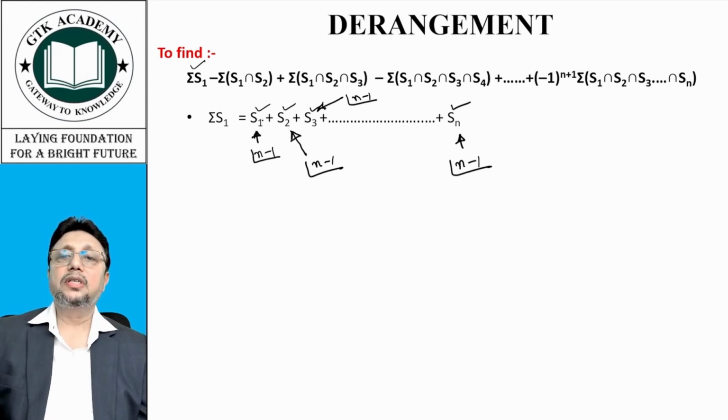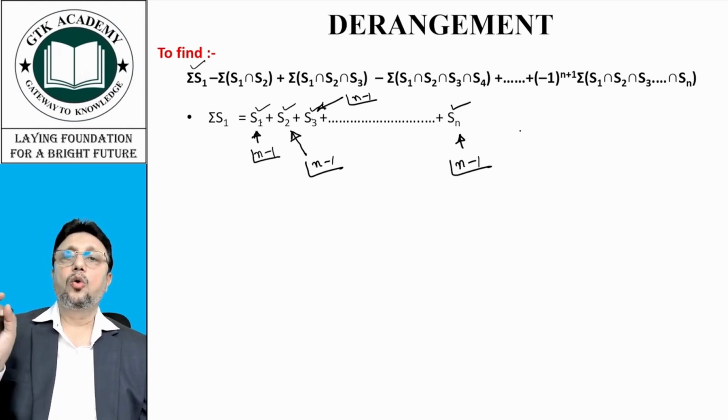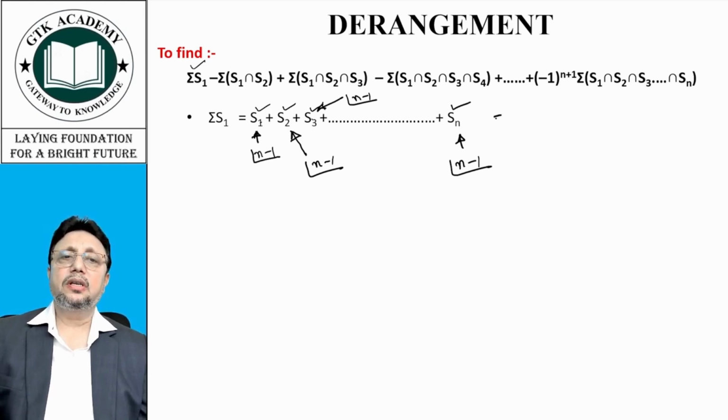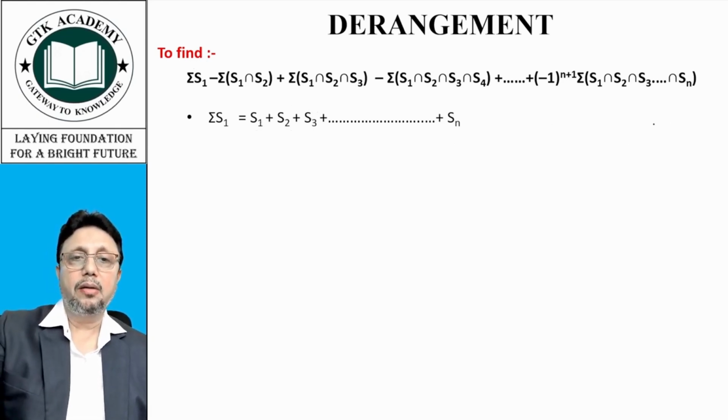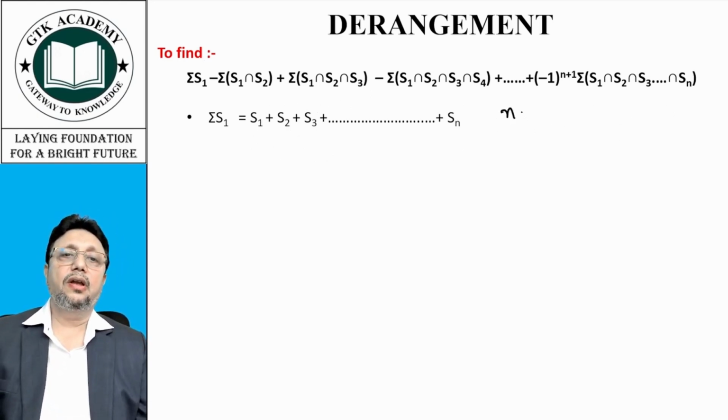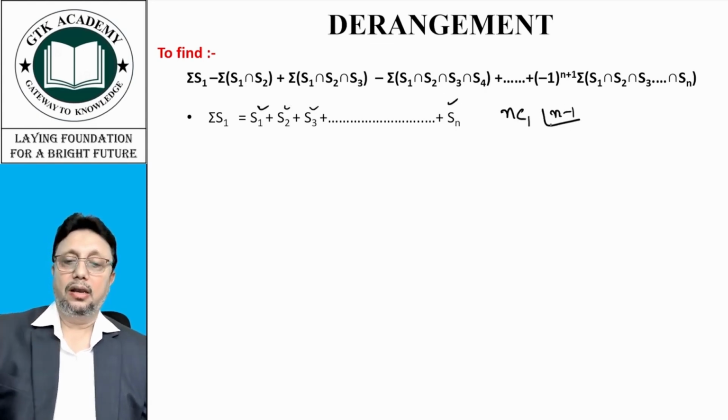Now, what is the number S1, S2, S3 till Sn? We have to take combination of n things, taking one at a time, which is nothing but n, but we will write nC1 because nC1 is n. How? Factorial n upon factorial n minus 1 factorial 1, which is nothing but n. So this will become nC1, total number 1, 2 till this n, into factorial n minus 1, right?